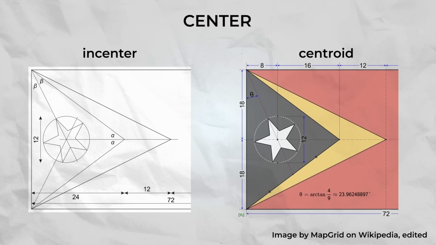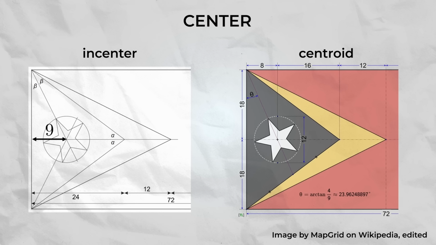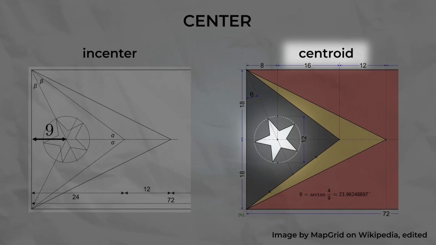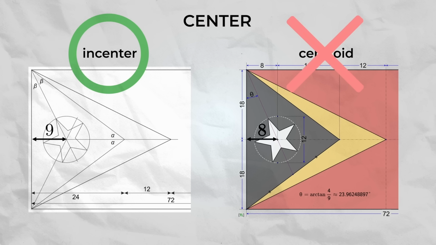In the first version, the center of the star is positioned at the in-center of the black triangle. The distance from the left side is 9. In the second version, the center of the star is at the centroid of the black triangle. The distance from the left side is 8. The weird part is that right now, we can construct the first version, but we cannot construct the second version. And the only way I know of explaining why requires linear algebra.